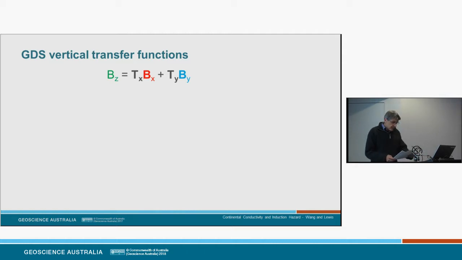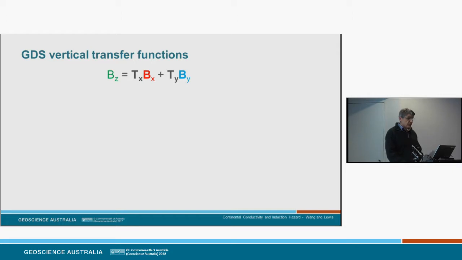So the geomagnetic depth sounding method uses an empirical relationship between the horizontal and the vertical components of the magnetic field. In the frequency domain, variations in the vertical field can be represented as a linear combination of variations in the horizontal components, the Bx and the By components. The coefficients there, the Tx and Ty, are called the vertical transfer functions, or VTFs. The transfer functions for discrete frequencies in the time series have both real and imaginary parts, which reflect the phase differences between the induced and the inducing fields.